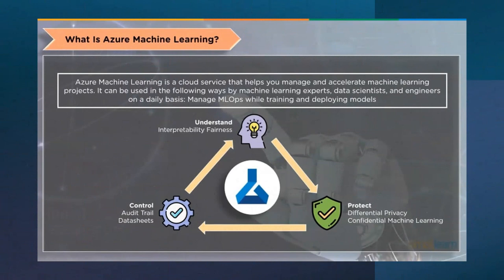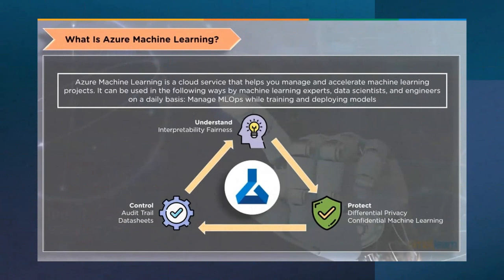Here, three core functions are highlighted. First of all is understand. This aspect focuses on interpretability and fairness in models. These terms emphasize transparency in how machine learning models make decisions, ensuring that the results are unbiased and explainable.